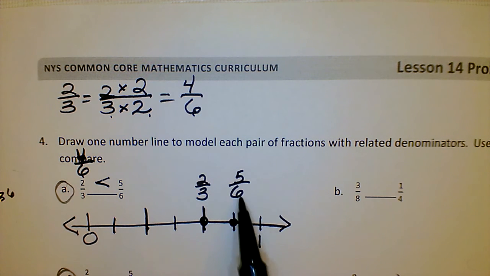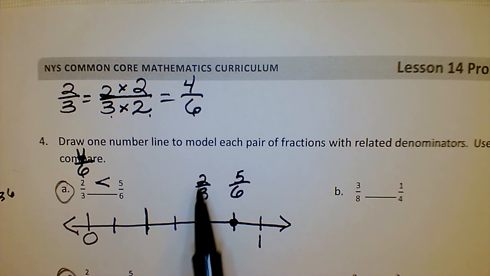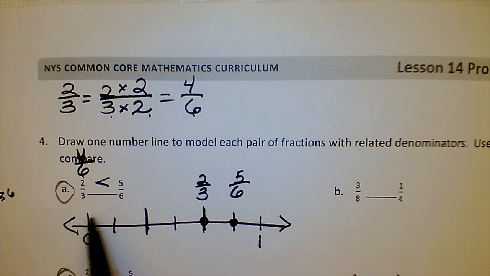And so now you can easily see 5/6 is closer to 1 than 2/3, so it is definitely bigger. Another way to write 2/3 would be to say 1, 2, 3, 4/6.